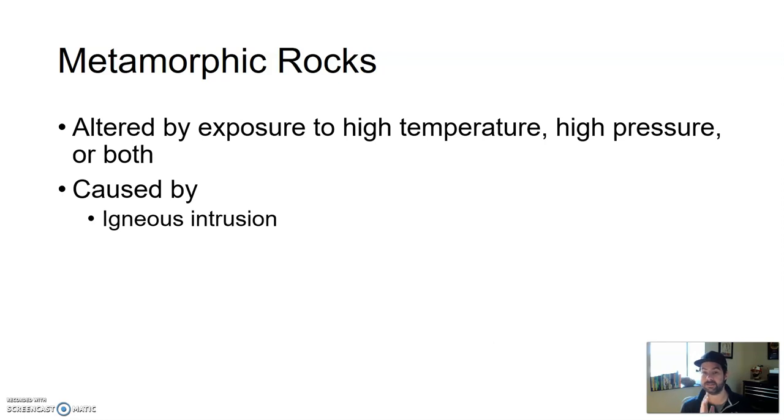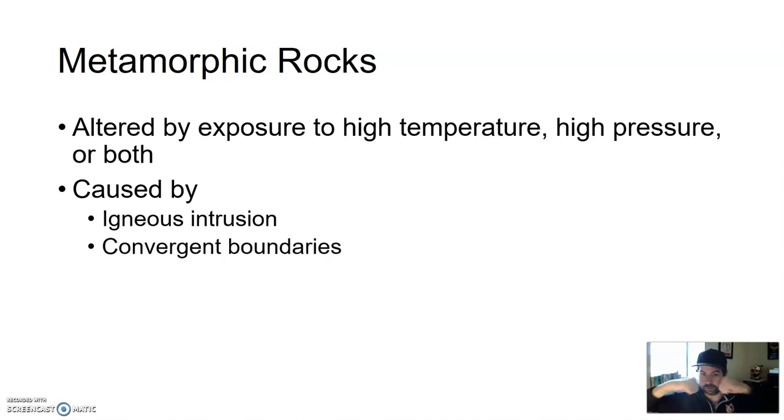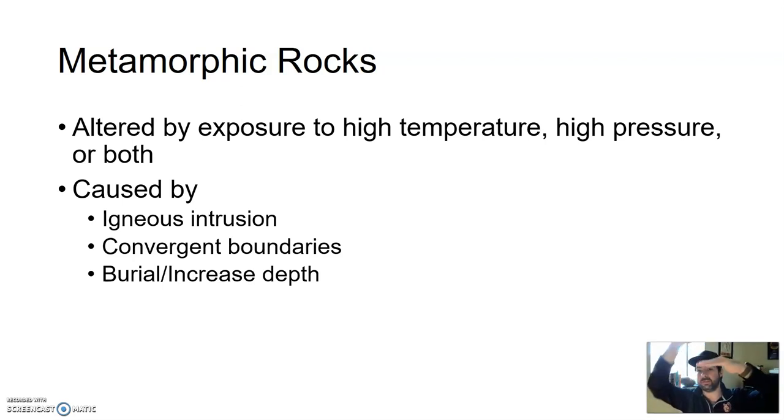Let's say you get igneous material cutting up through some layers of the earth. The rock next to it is going to get heated up, and it might morph a little bit. At convergent boundaries, we have a lot of pressure and heat, so that can cause metamorphic rocks. Or as material gets buried deeper, the more stuff you build on top of other rock layers, the more the rock below increases in pressure and temperature. That can help create metamorphic rocks.